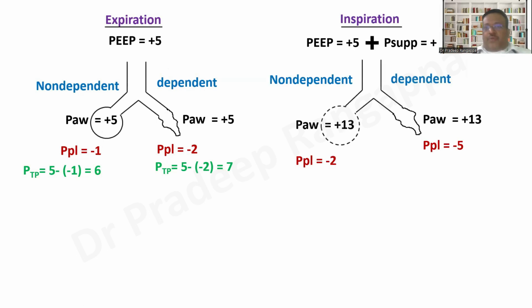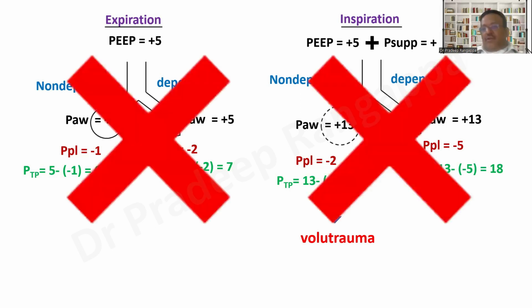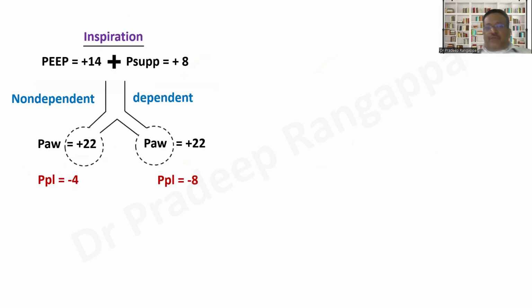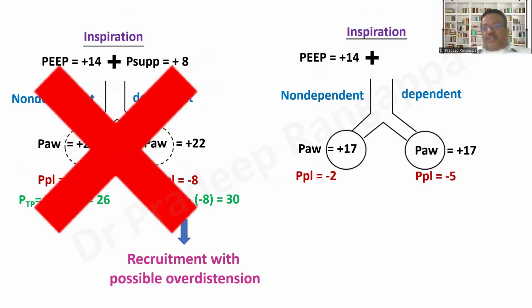During inspiration, along with PEEP, you have put pressure support. So in the non-dependent lung, which is the recruited lung, transpulmonary pressure becomes 15, and transpulmonary pressure in the dependent lung is 18. And here there is over distension of alveoli because this was already recruited. Here you are providing transpulmonary pressure of 15, which is not needed. That leads to volume trauma. And this is not a good situation for us. So then we look into a situation where both are recruited during inspiration. So here there is no problem. But here you see there is a recruitment with possible over distension that is not needed.